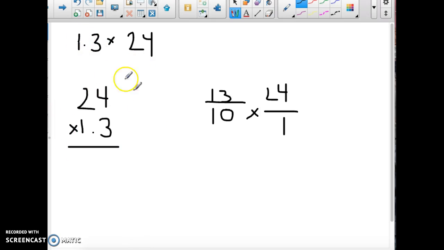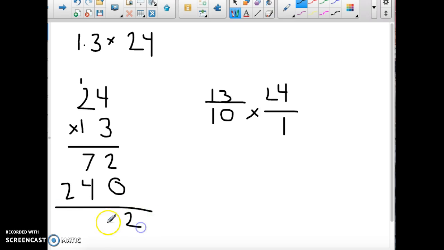I can think about this as not really that much different from a multiplication problem where maybe I just don't even have a decimal point. So I can just solve this using my standard algorithm. I could use an area model if I wanted to. But I just pretend this is like a 2-digit times a 2-digit. And then I say, oh, I did have a decimal in there, so I was doing tenths. I've only got one decimal place, so I'm only going to have one decimal place in my answer. I'll have 31.2.